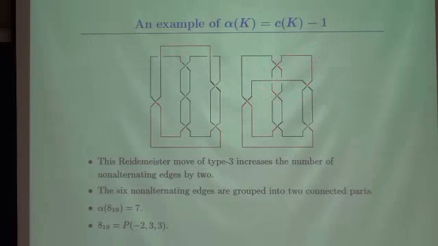So from these 4 non-alternating edges, you can do 2 reductions of regions, and from these 2, you can have 1 reduction of the regions. So altogether you can reduce the number of regions by 3. So in this case, okay, this is 8_19, and its arc index is equal to 7.